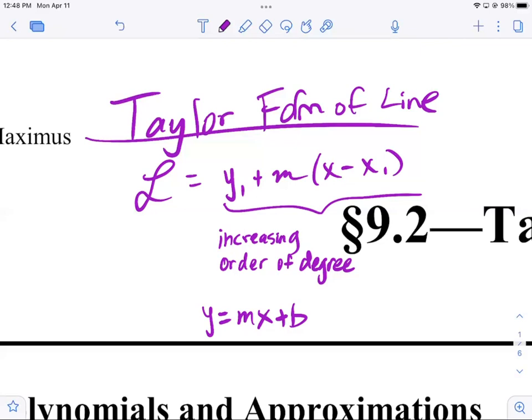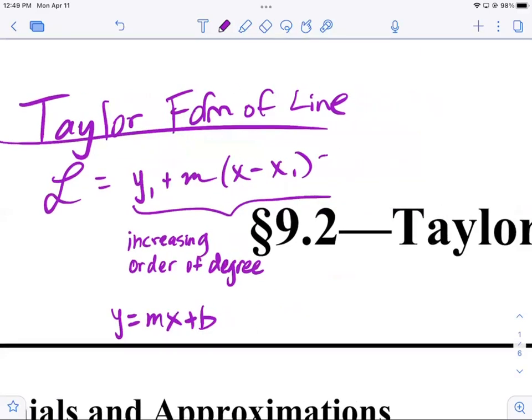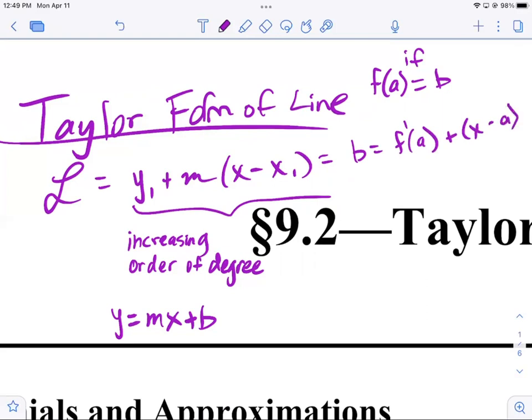And notice what it involves. It involves the input x sub 1, the output y sub 1, and the slope at that point. So how does that pertain to the derivative? For us, if we have f of a equals b, then this would end up being b plus f prime of a times x minus a. That makes it specific now.